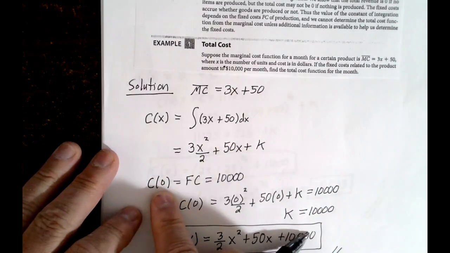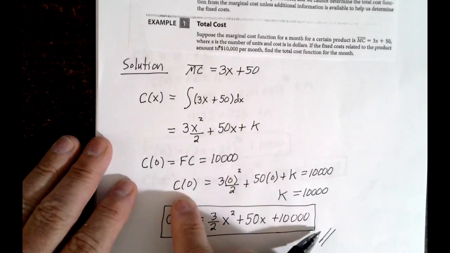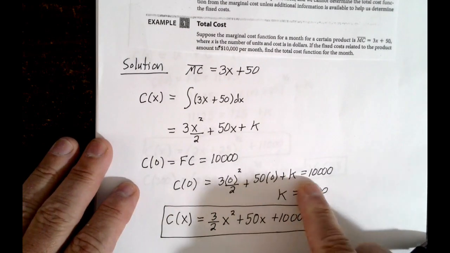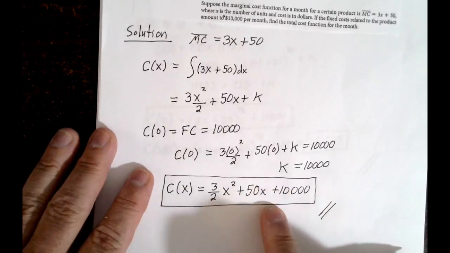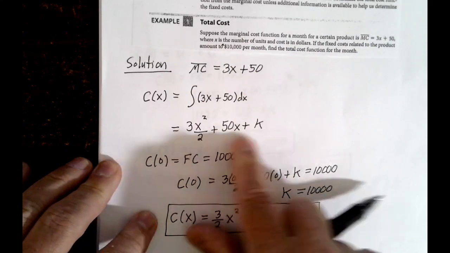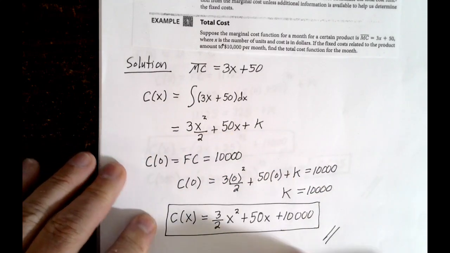And now we know when you produce 0 items, your cost is simply the fixed cost only, which we know is 10,000. So plugging 0 into the function and setting it equal to 10,000, we solve this and we get K equals 10,000. So now where we had our general form of the cost function, now we have our specific form of the cost function.